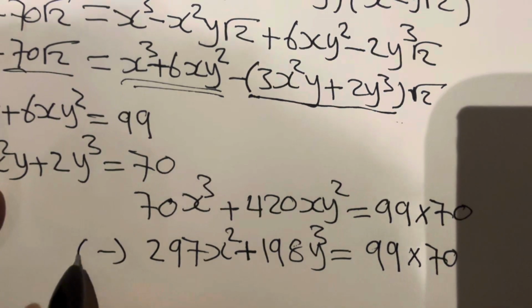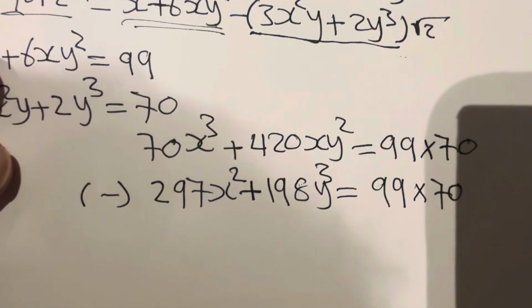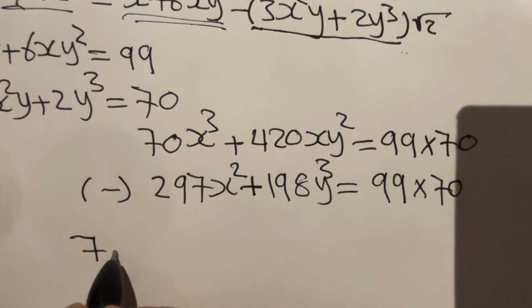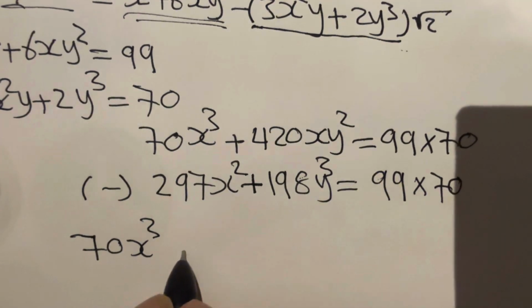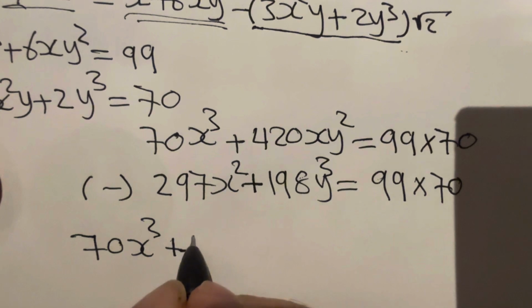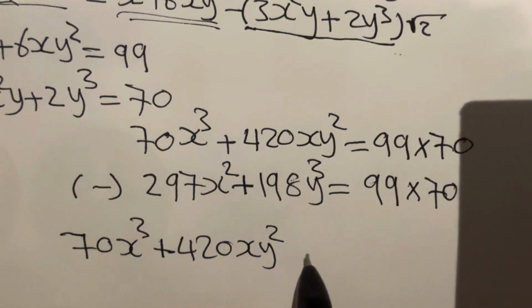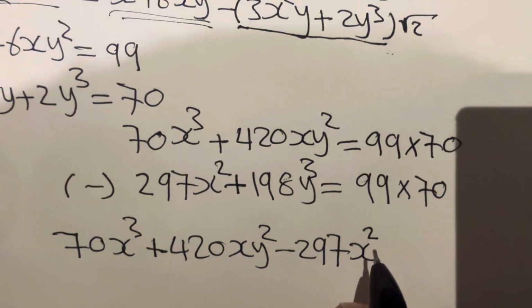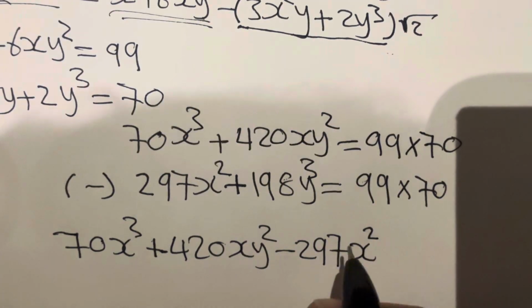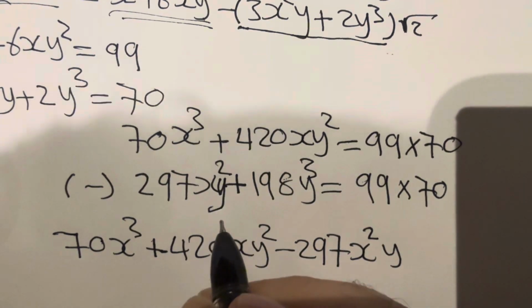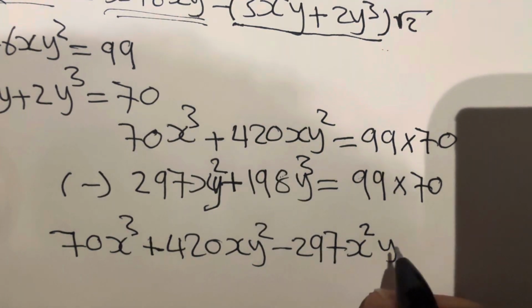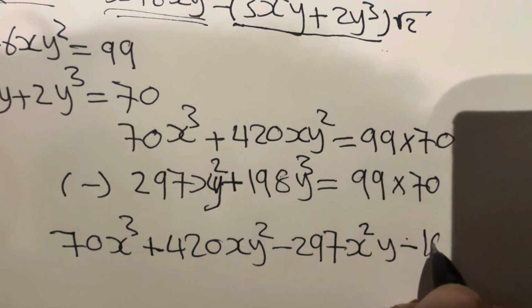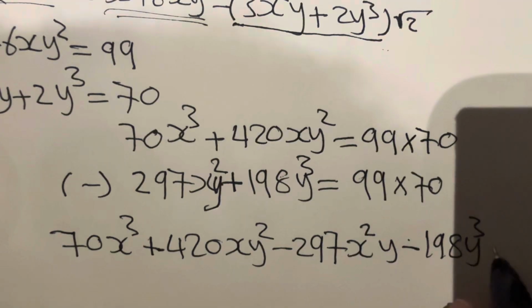So if we subtract this equation from the first one, we get 70 x cubed plus 420 xy squared minus 297 x squared y, minus 198 y cubed equals 0.